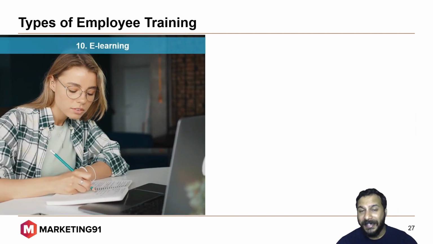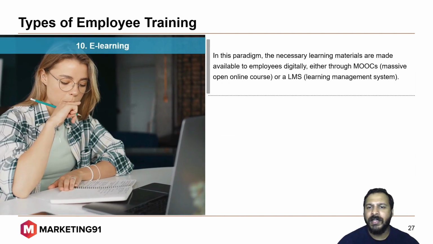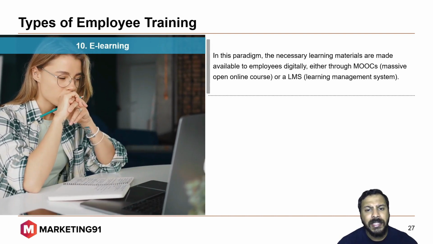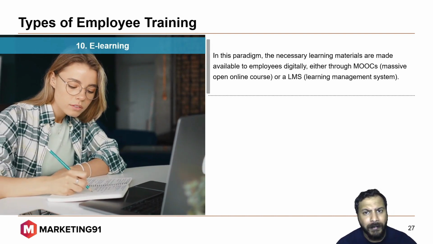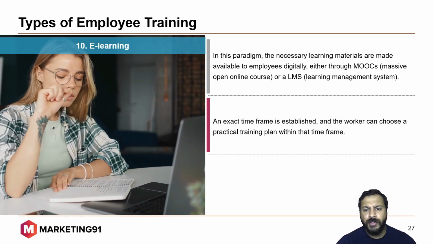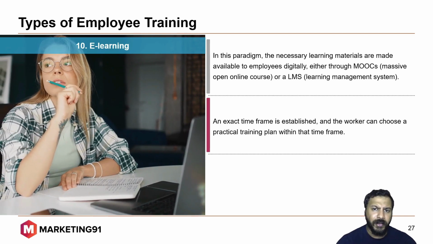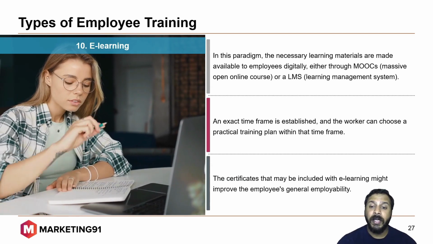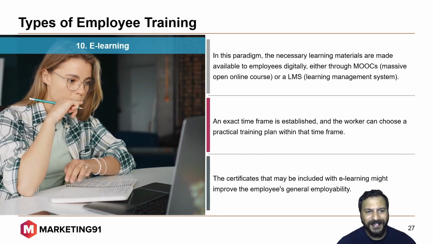At number 10, e-learning. In this paradigm, the necessary learning materials are made available to employees digitally, either through massive open online courses or through a learning management system. An exact time frame is established, and the worker can choose a practical training plan within that time frame. The certificates that may be included with the e-learning might improve the employee's general employability.